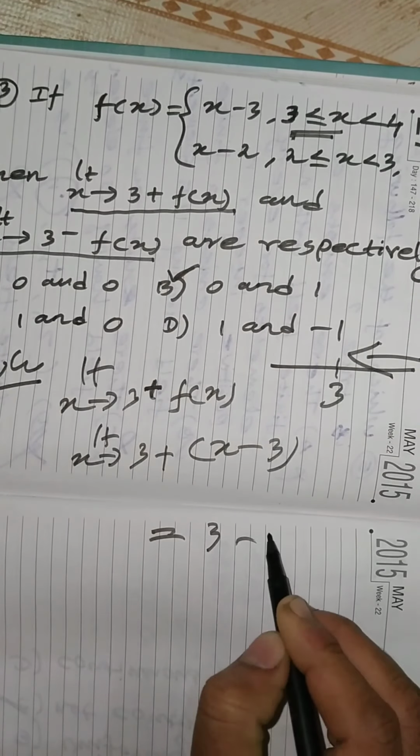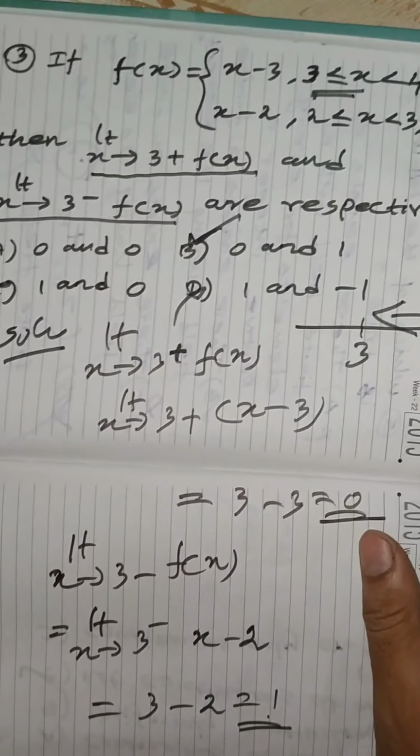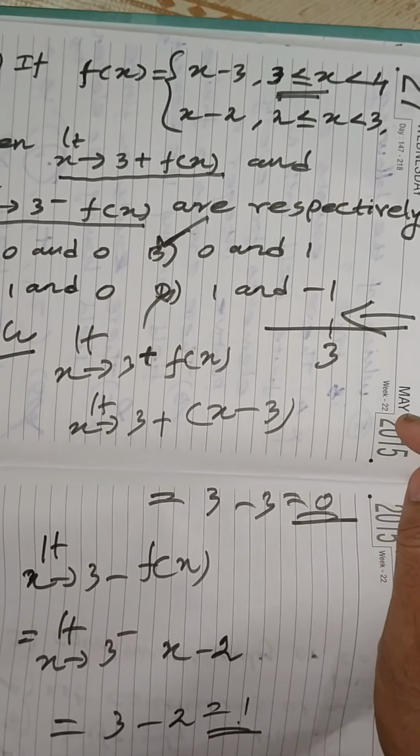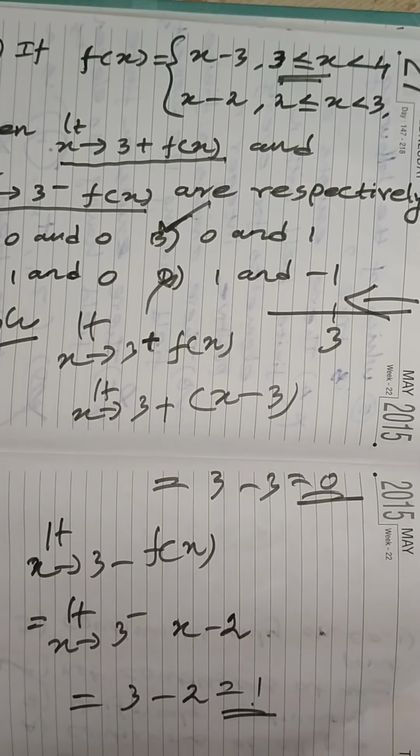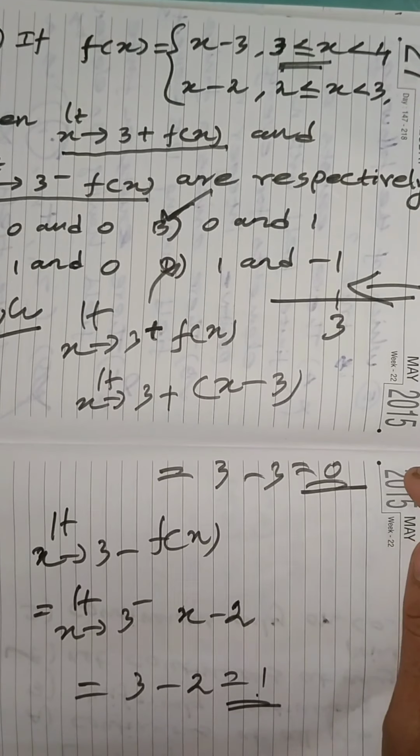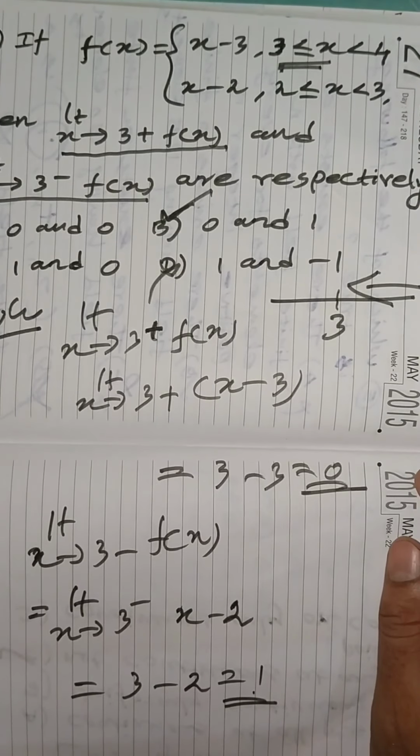So from the right approach we get the value 0, and when we apply the left approach we are getting 1. 0, 1 is the correct answer. So the remaining are wrong. Please note this, very easiest one. Everyone can understand, and everyone can attend this question very easily.